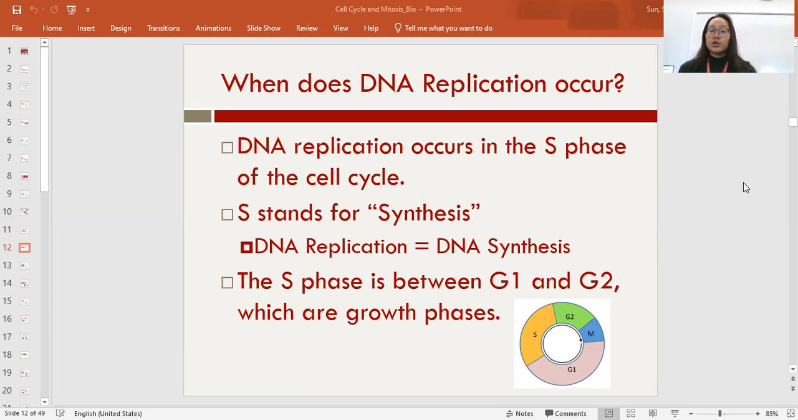DNA replication does occur in the S phase. I know it's kind of weird because S doesn't really stand for anything that sounds like DNA replication, but again, it's because S stands for synthesis, or to make. So DNA replication is the same thing as DNA synthesis. And the S phase, again, is tucked in between the G1 and G2 phases. It goes G1 and then S and then G2 for interphase. And then obviously after G2, you can see in this diagram right here, it goes to the M phase, or the mitosis phase.